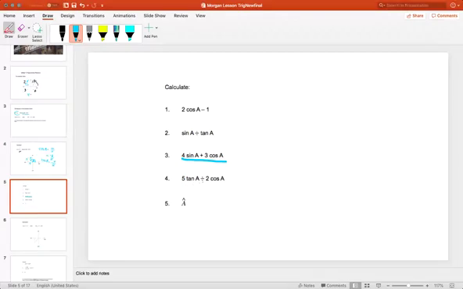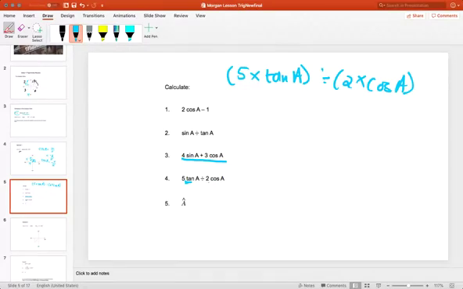5 tan A divided by 2 cos A. So that means that we've got 5 times tan A divided by 2 times cos A. So if we have a look here again, you'll see there's nothing there between the 5 and the tan. That implies that we are multiplying. And likewise, between the 2 and the cos there, you will see that there's no sign, and that implies that we're going to be multiplying.